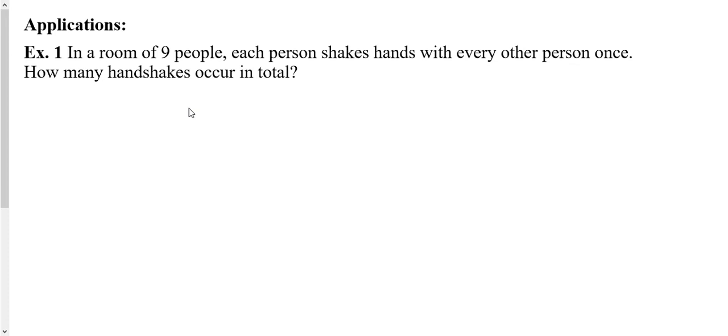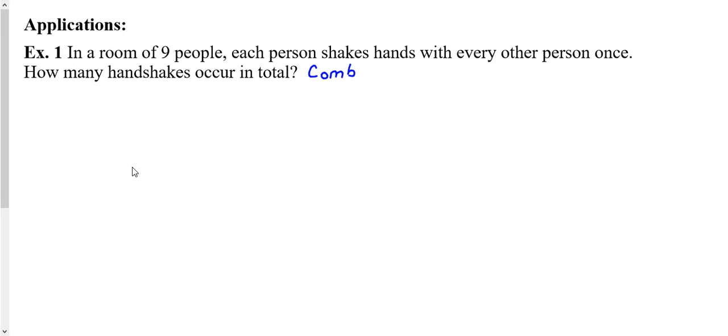So for this question, the very first thing we have to do is figure out whether it is a permutation or a combination. Well, once you start shaking hands, it doesn't matter in what order you shake people's hands. So this here, I'm going to write, is a combination. So if this is a combination, what is our setup?